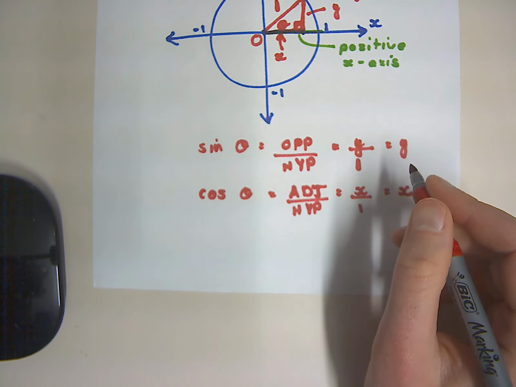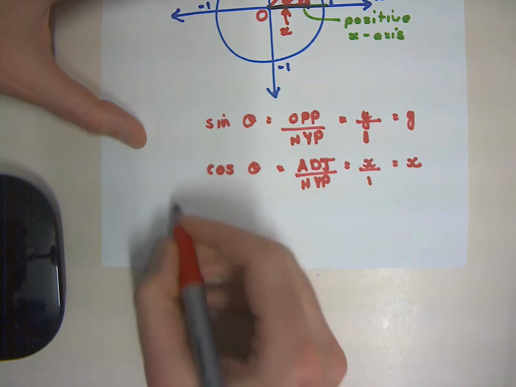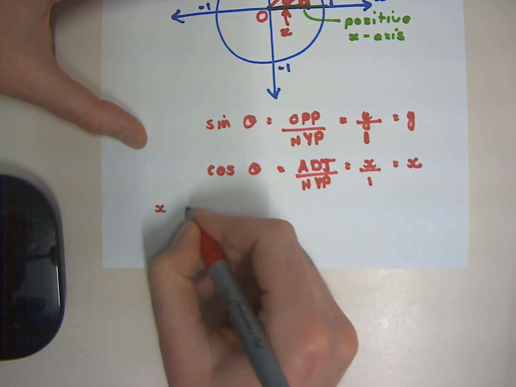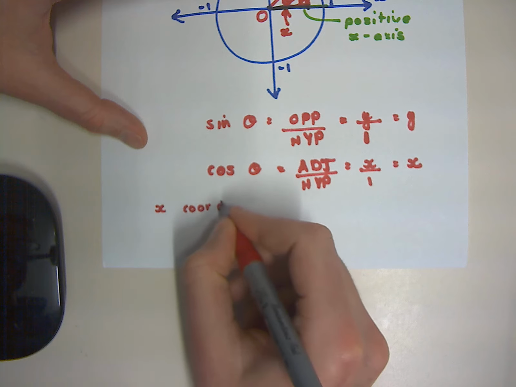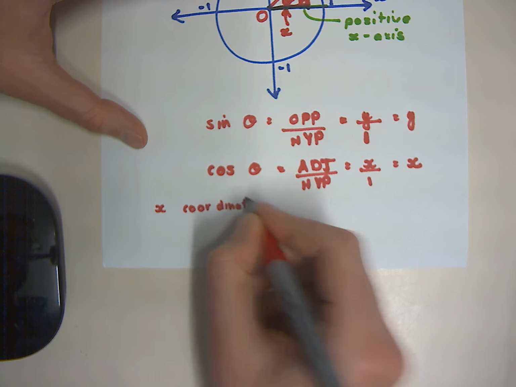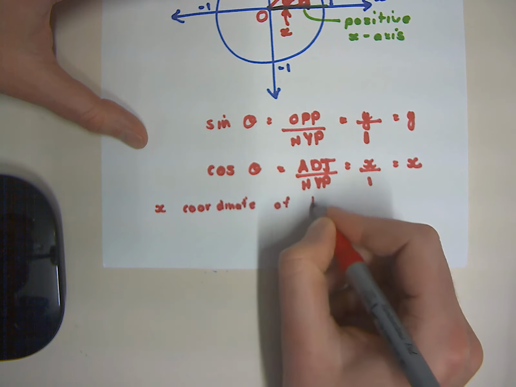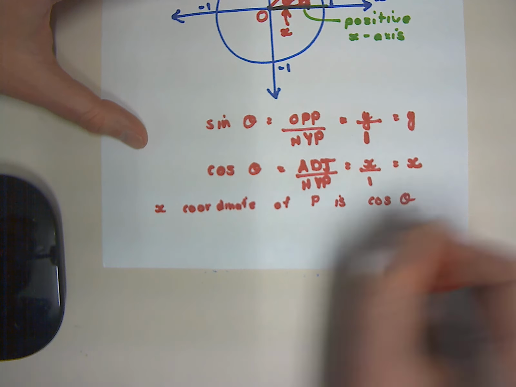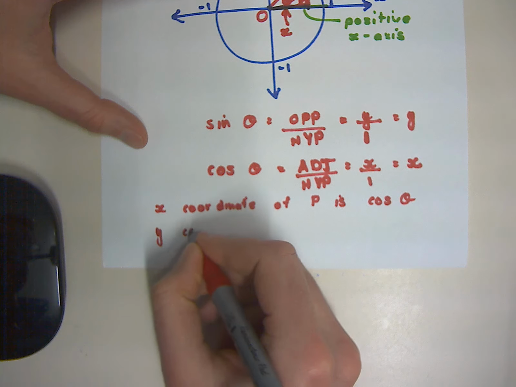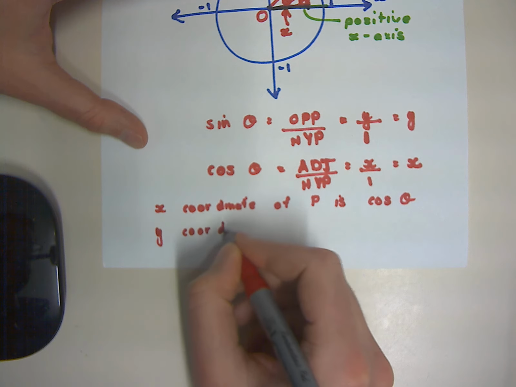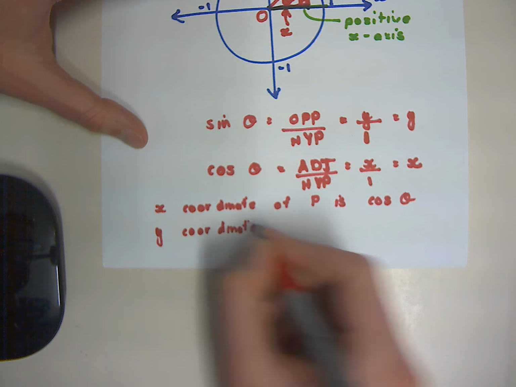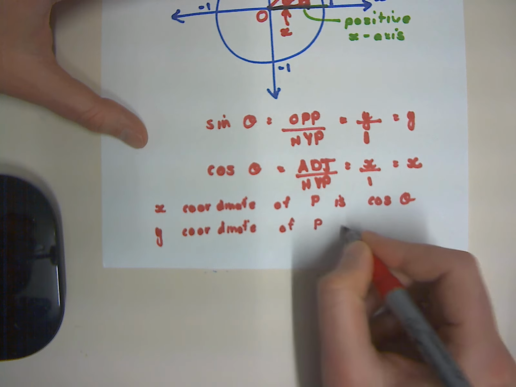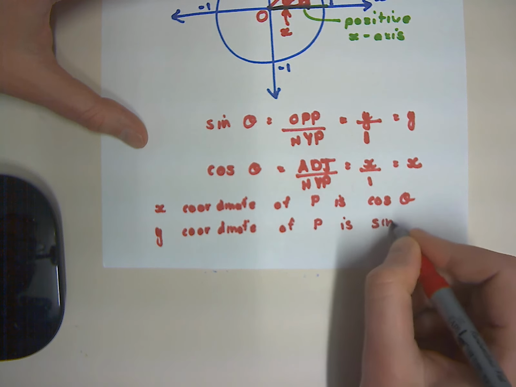Now what that means is that the x-coordinate of P is cos theta, and the y-coordinate of P is sine theta.